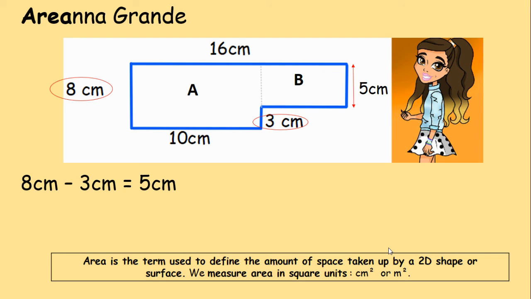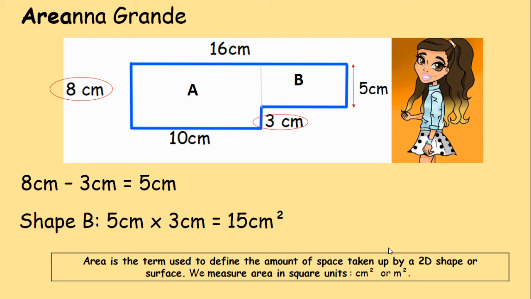Now I can multiply the length and the width together. 5 centimetres multiplied by 3 centimetres gives me 15 centimetres squared. It's really important that you remember to write the correct units of measurement.